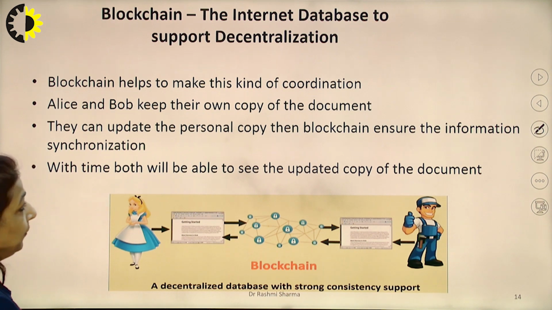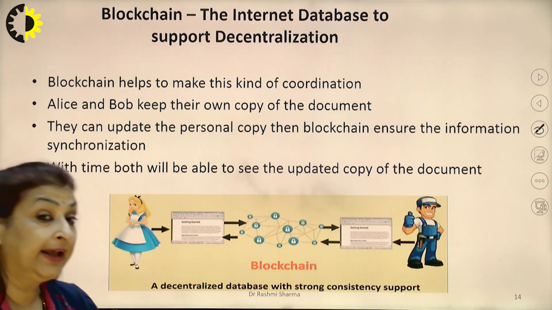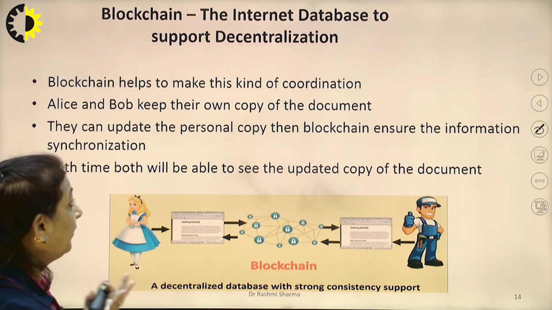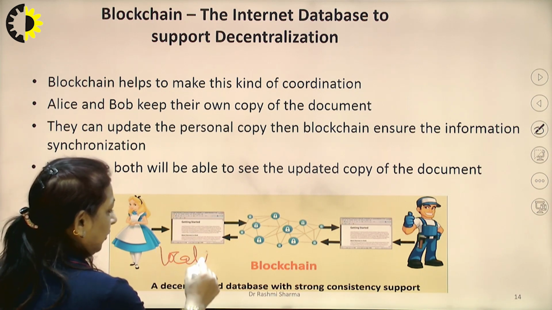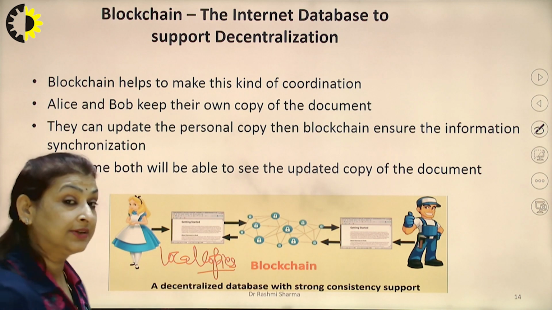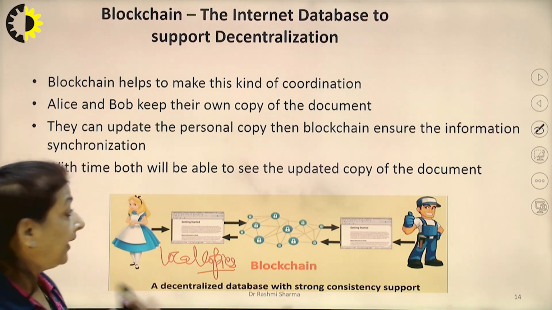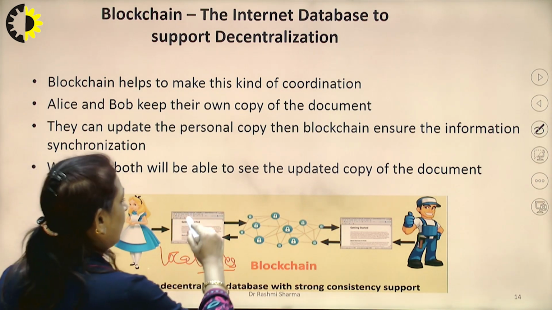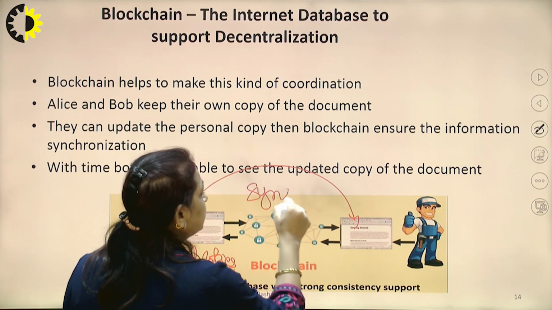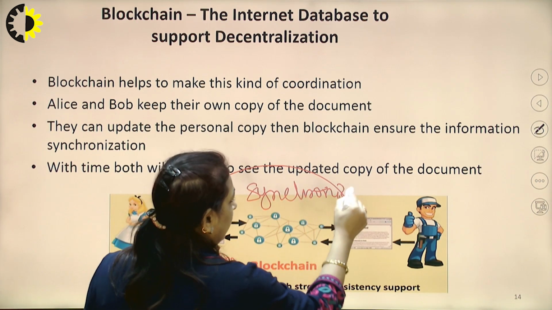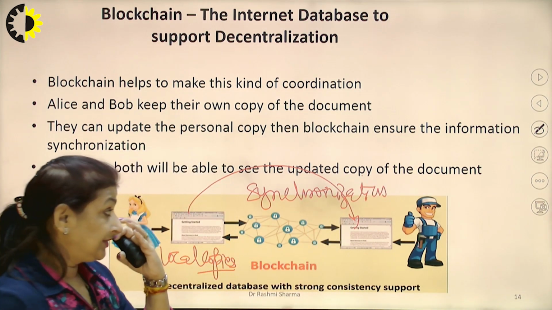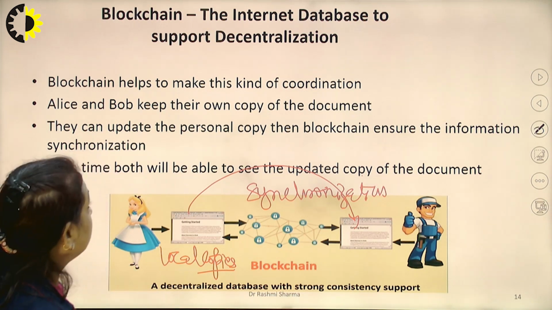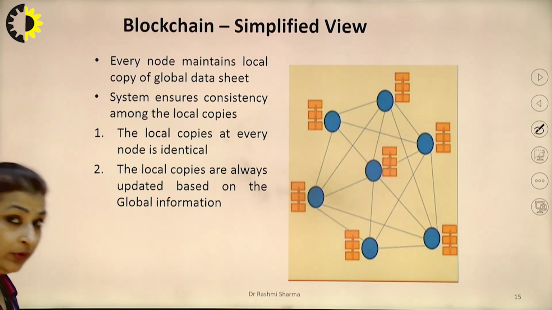Now comes the blockchain into the picture, because blockchain helps in coordinating from one document to another. Whenever they have their local copies, they are not updating anything on a server. They have local copies and they update their personal copy, and the blockchain does a synchronization from one copy to another, and we will see the updated copy of that document. Even Alice would see it and Bob would see it. So these are the basic differences of blockchain.